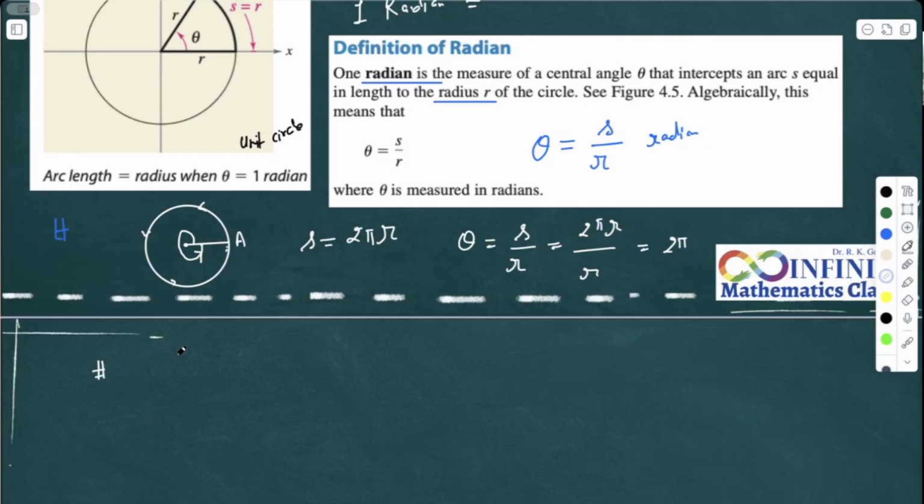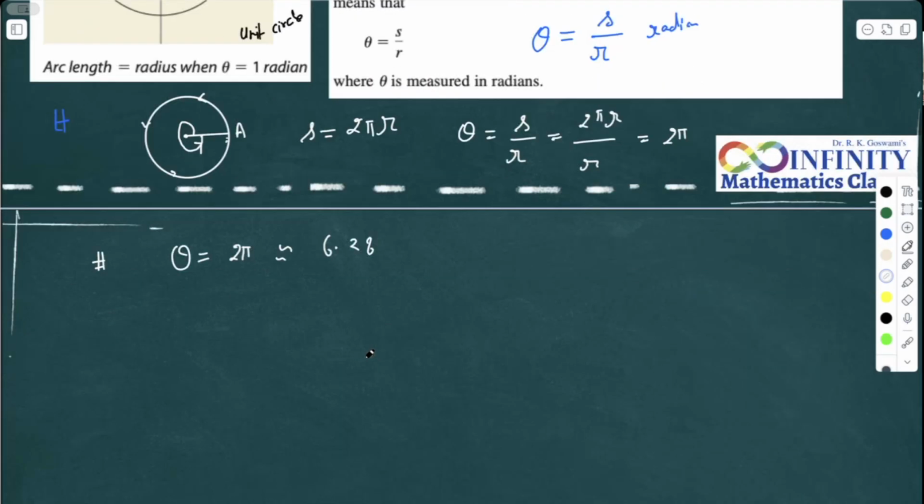So this theta equals 2 pi, whatever we have learned, it is approximately equal to 6.28. Why should it be approximately only? Because pi is never ending. Yes, because pi is an irrational number. You are absolutely right there. One observation will come later on, but I'm just discussing it.